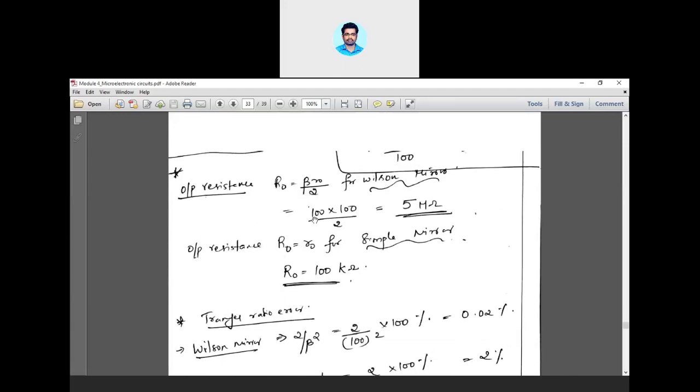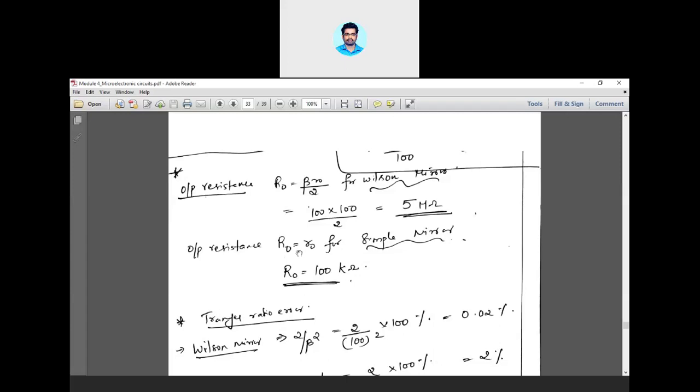So first of all, we'll be comparing with respect to R0. You know that the output resistance R0 is equal to beta into r0 by 2. This is for the Wilson's mirror. For Wilson's mirror, we have derived that the output resistance is beta r0 by 2. For the simple mirror, you know that always R0 is equal to r0. There is no change. Okay. R0 is equal to r0. That is small letter r0. Small letter r0 is the output resistance of the transistor.